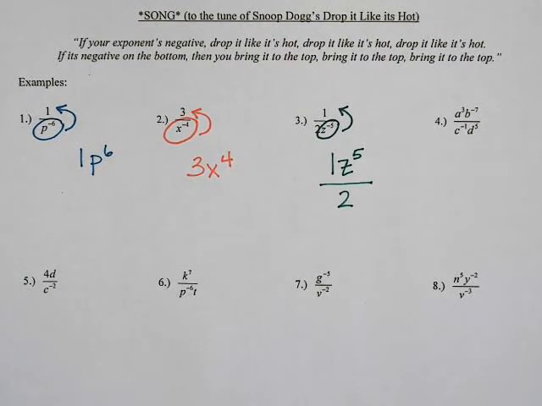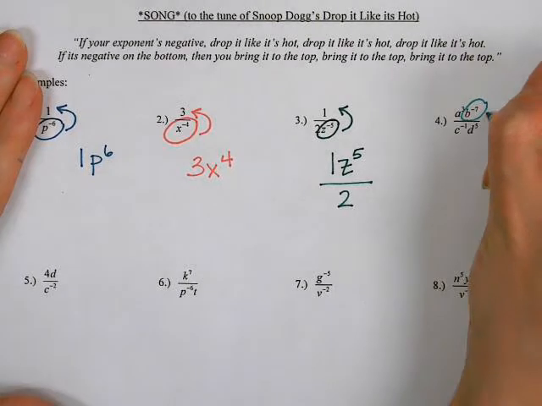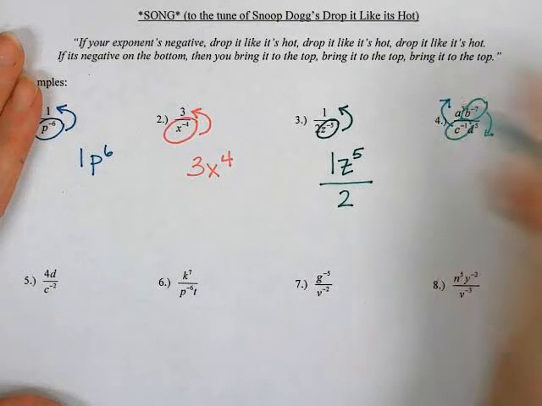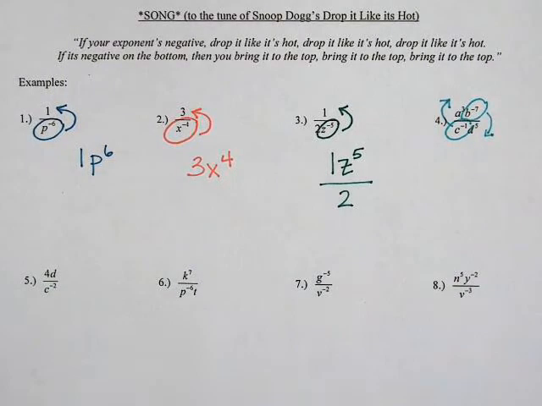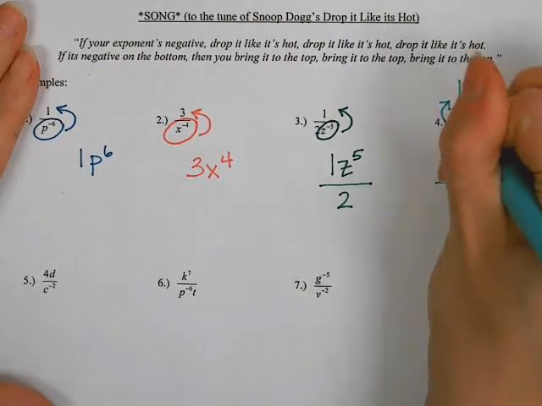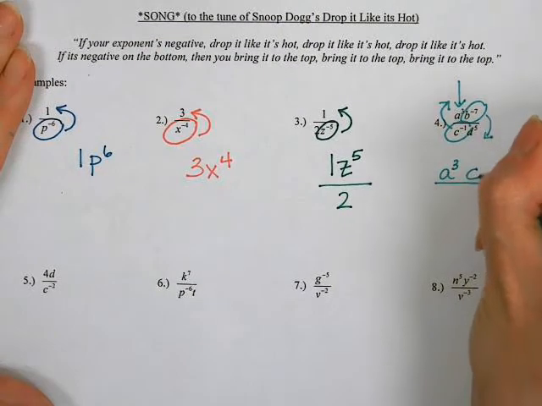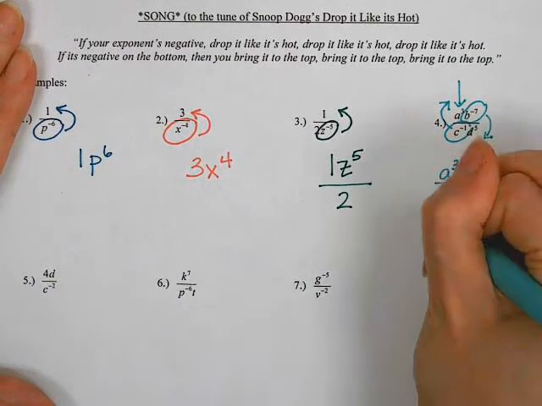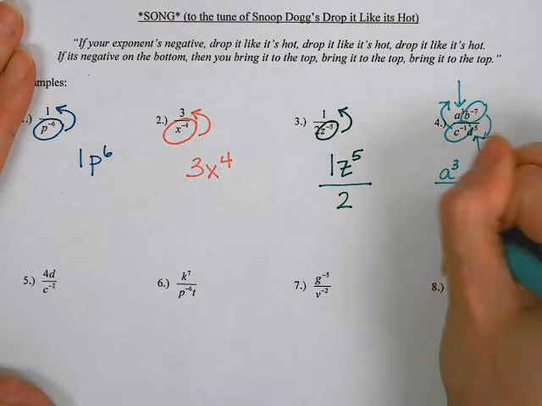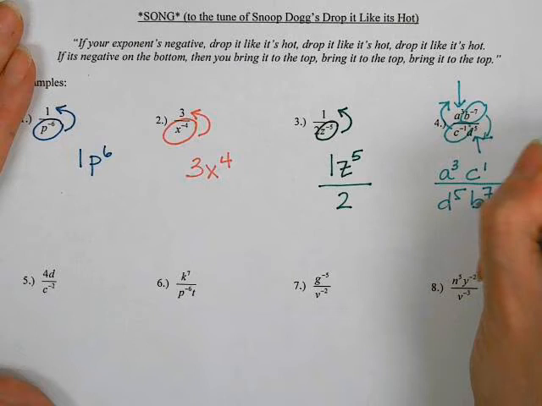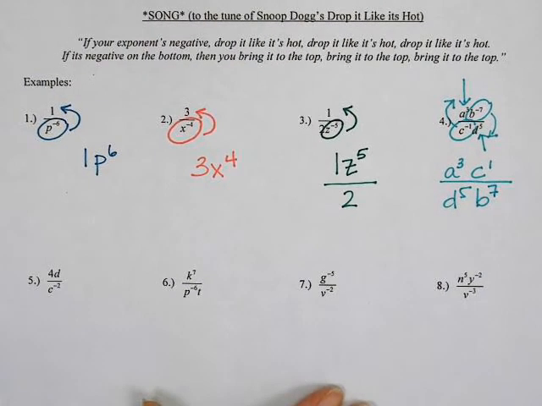Okay, number 4. Now this one we have a lot going on. If your exponent's negative, drop it like it's hot. If it's negative on the bottom, then you bring it to the top, and everything else stays put. Okay, so there's a lot going on here. On top now, we have the original a to the 3rd that didn't move, but now the c^1 came to the top. And then in the denominator, we had the original d^5 that stayed, and then we brought the b to the 7 down, and it became positive. All right, so that's the answer for 4.